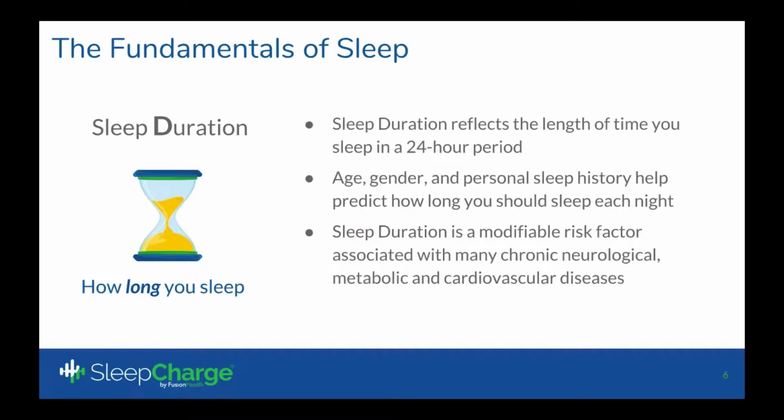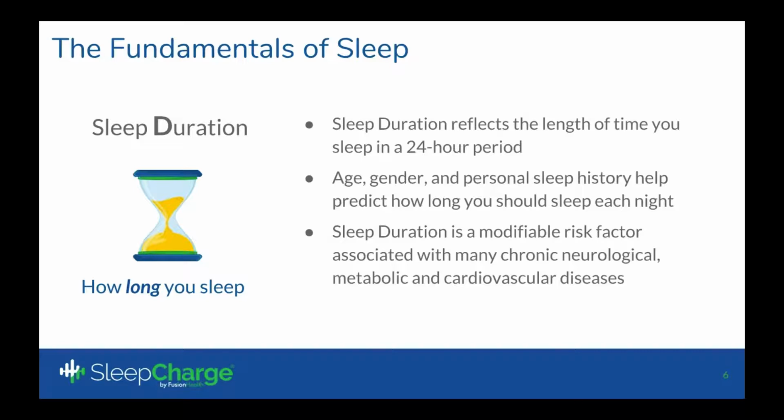So let's start with sleep duration. This is the most commonly studied component because it's easy to understand sleep duration. We can ask large populations exactly how often or how long do you sleep. And so this reflects the amount of time over a 24-hour period you sleep. It's directly associated with your age, gender, and your personal sleep history.